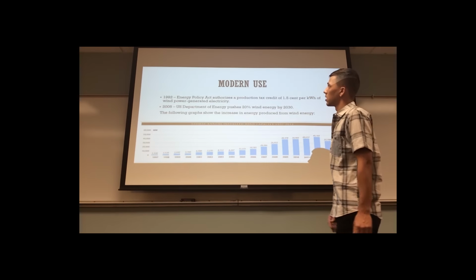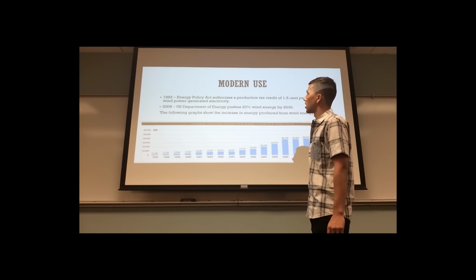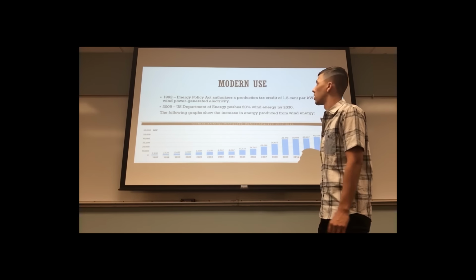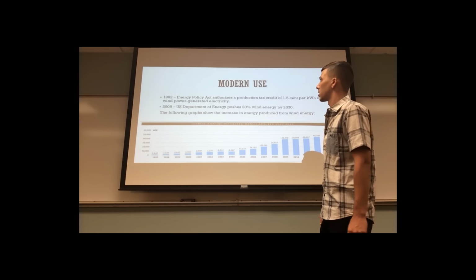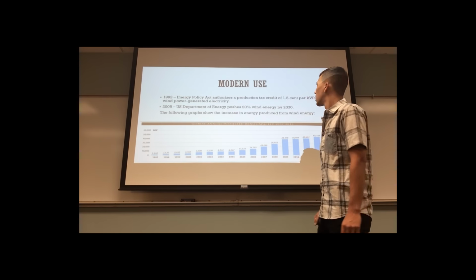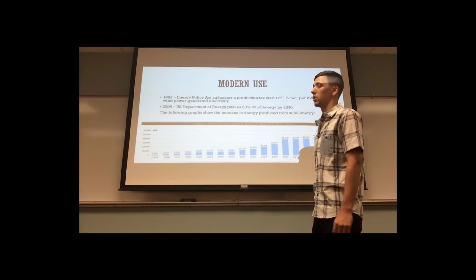In modern use, in 1992, the Energy Policy Act authorized a production tax credit of 1.5 cents per kilowatt hour of wind power generated electricity. In 2008, the U.S. Department of Energy pushed for a 20% by 2030 initiative.